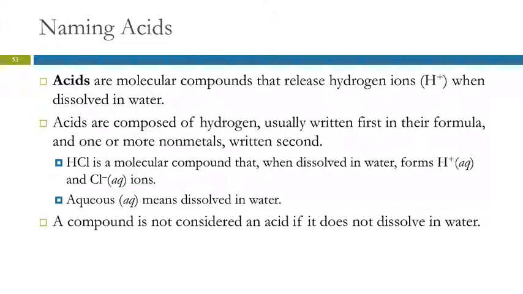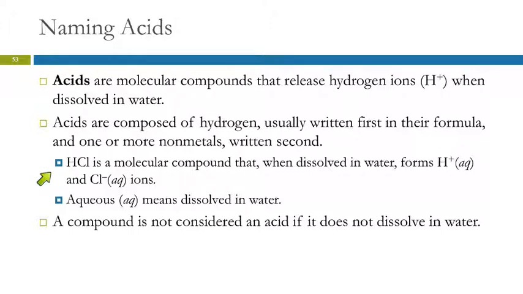The third type of compounds we're going to learn to name are acids. So acids are molecular compounds, but they release hydrogen ions when they're dissolved in water. The compound itself does not contain ions, but it ionizes in water. Acids are composed of hydrogen and one or more nonmetals, and the hydrogen is always written first. You'll learn a lot more about acids later, but I'm just giving you what you need to know now.